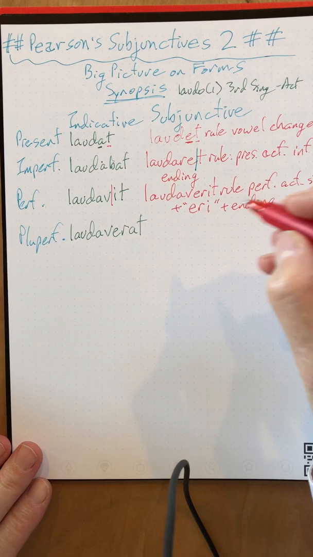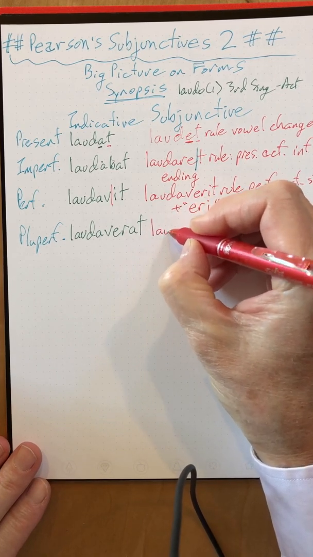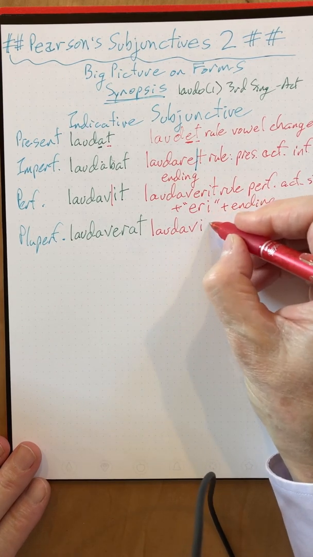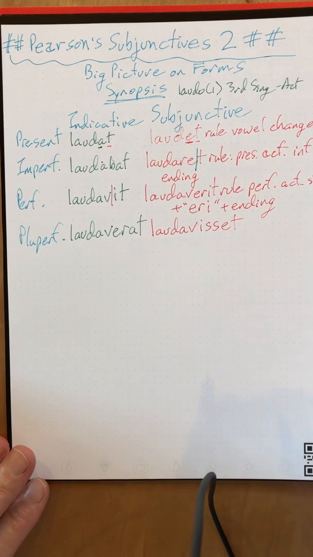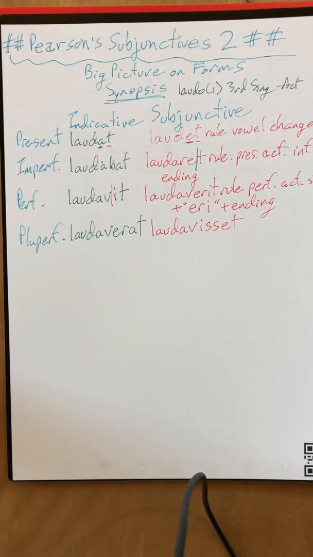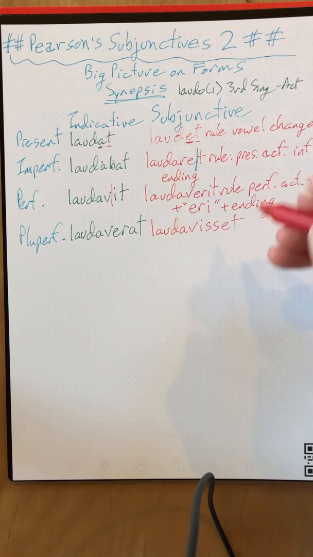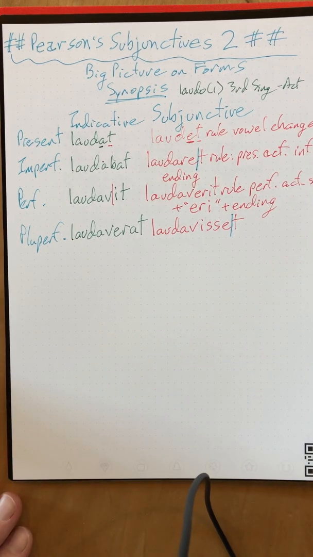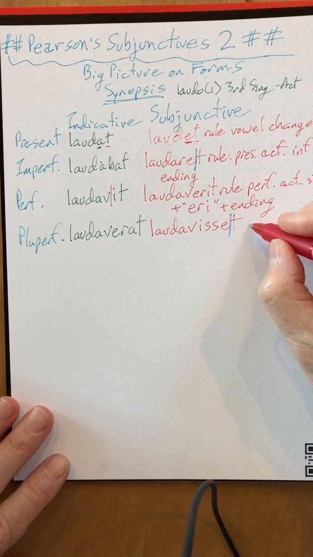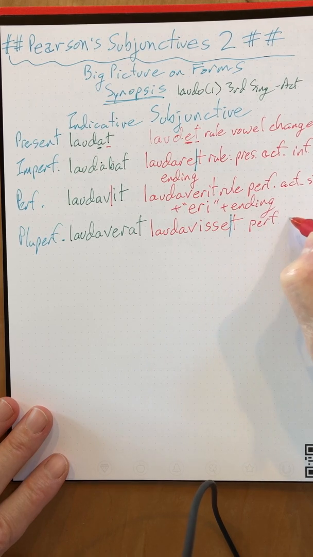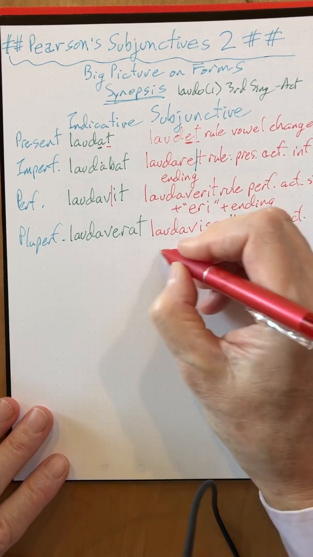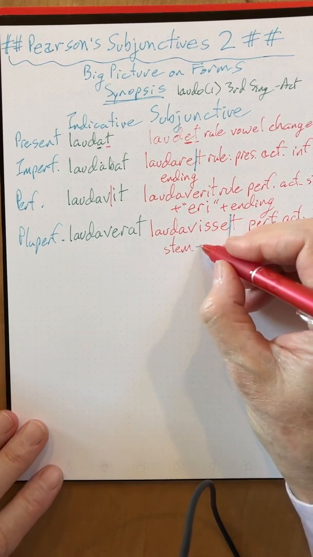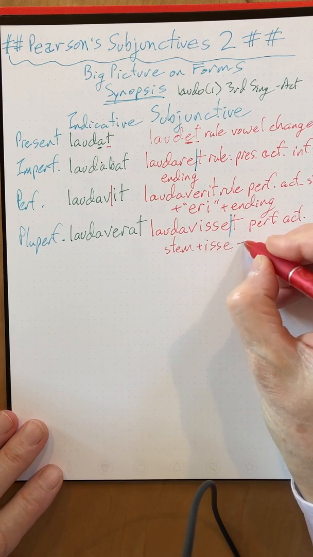Let's go to the pluperfect now. This is, again, you're going to recognize this. Laudavisset. Ooh, think about that. Compare it to this. All right. Let me do this again. Chop it. So you can make this rule up. So it's the perfect active stem plus ISSE plus ending.